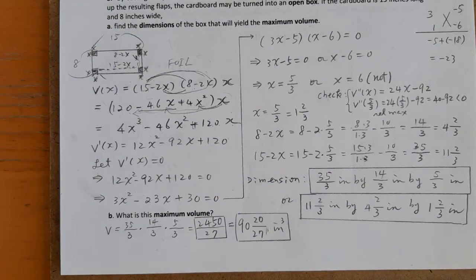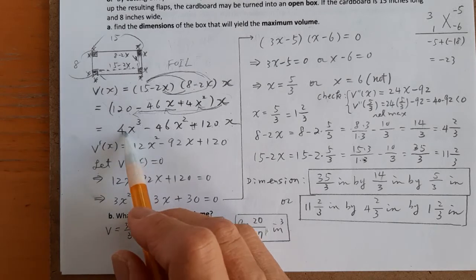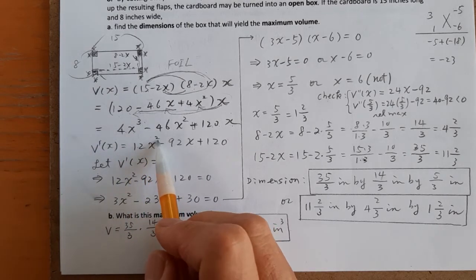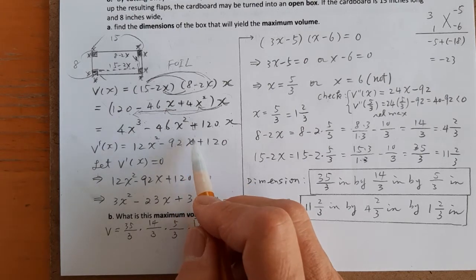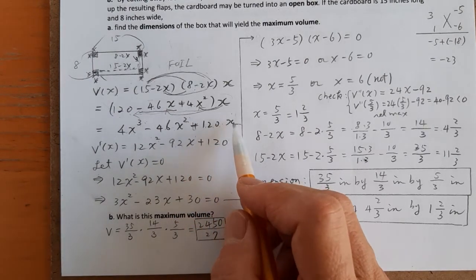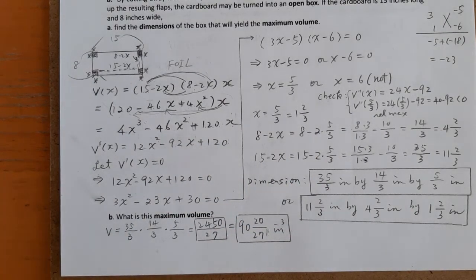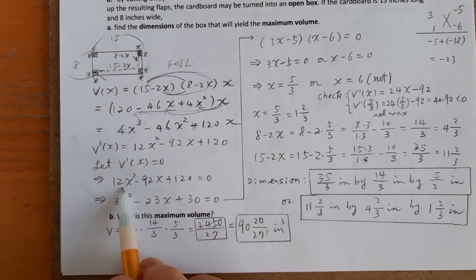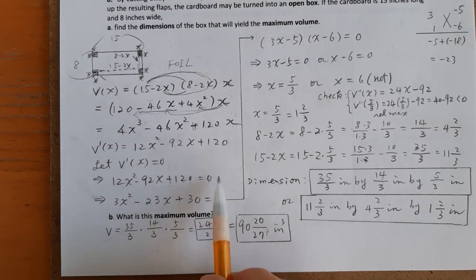So after multiplying out, then you take the derivative of the V function. Take the first derivative. 4 times 3 is 12. 3 minus 1 gets 2. 46 times 2 is 92. x to the power 2 minus 1 gets 1. 120x to the power 1 is 120. And let the first derivative equal 0 and solve for x. So you let 12x squared minus 92x plus 120 equal 0.